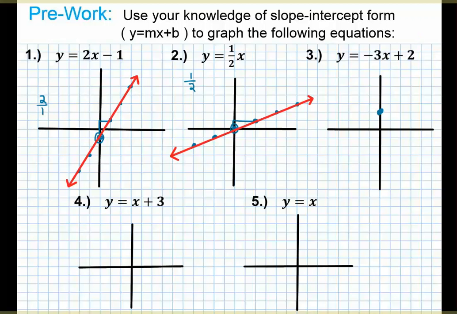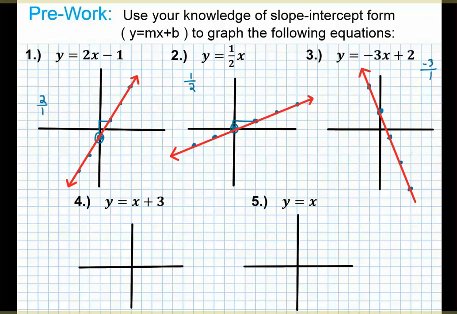-3 as a fraction would be like -3/1, right? So I'm going to go down 3 to the right 1. I could bring it back the other way, go up 3 to the left 1, and it means the same thing. Okay, so we should have a line like that.